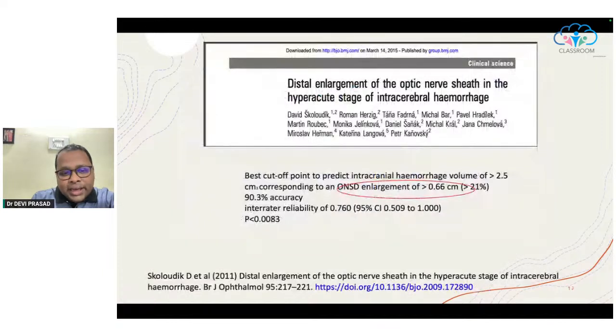Next, this one was by Skoloudik et al., in which in 2011 they found the distal enlargement of the optic nerve sheath in the hyperacute stages of intracerebral hemorrhage. And they found that the best cutoff point to predict intracranial hemorrhage in volume excess of 2.5 mLs is a diameter of more than 0.66 centimeter, with 90.3% accuracy and an inter-rater reliability of 0.7.